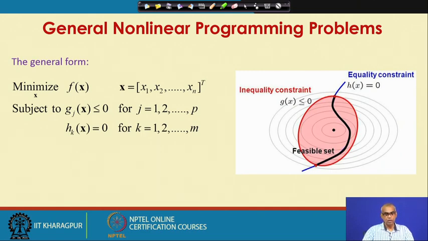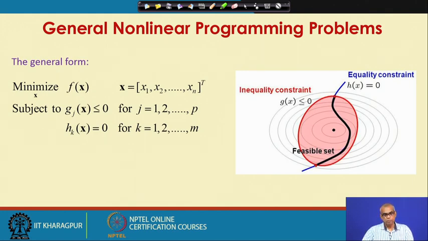So, minimize f(x) subject to g_j(x) less or equal to 0, j goes from 1 to p, and h_k(x) equal to 0, k goes from 1 to m. So, this can also be written compactly in vector notation, where we understand that x is an n-vector, g is a constraint vector where you have p components, that means there are p inequality constraints of less or equal to type, and there are m equality constraints.